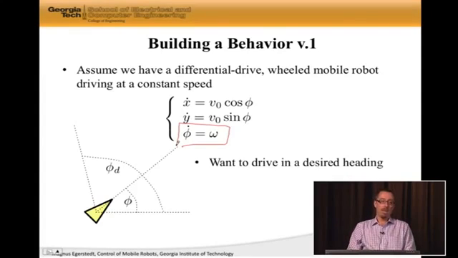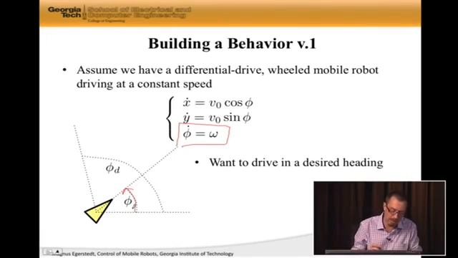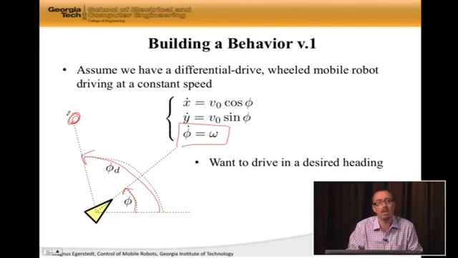Okay, so let's say that we have our yellow triangle robot. It's a unicycle or differential drive robot. It's headed in direction phi, so this is the direction it's in. And for some reason, we have figured out that we want to go in this direction, phi desired, or phi sub d. Maybe there is something interesting over here that we're interested in. So we want to drive in this direction. Well, how should we actually do this?